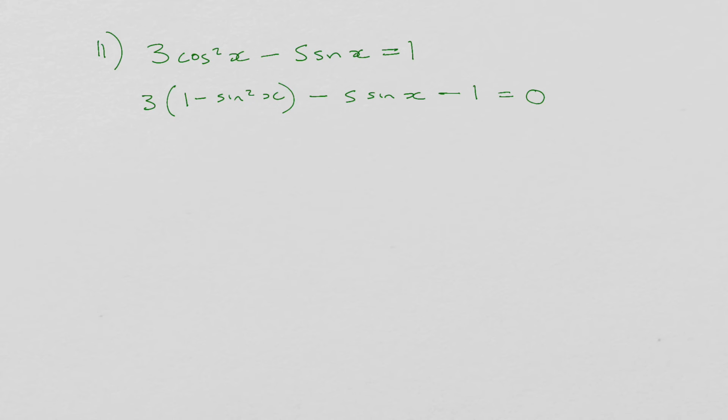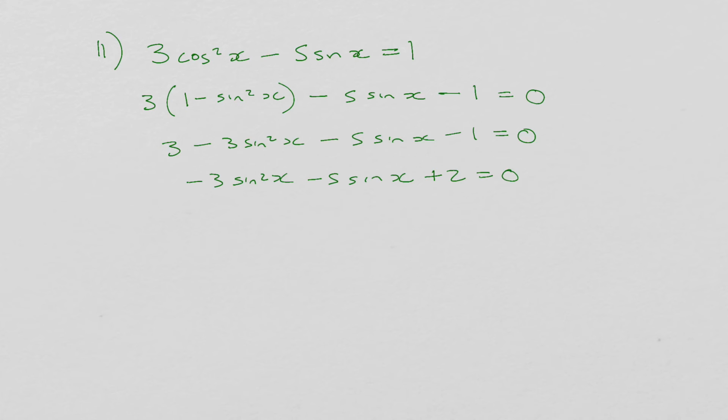We may as well start getting it ready for factorizing. So that's 3 minus 3 sine squared x minus 5 sine x minus 1 equals 0. So I've got minus 3 sine squared x minus 5 sine x. Then 3 minus 1 is 2. And all my signs are wrong, which is going to make it very difficult to factorize. So I am going to change all of them. So I'm just going to make that one 3 sine squared x plus 5 sine x minus 2 equals 0.